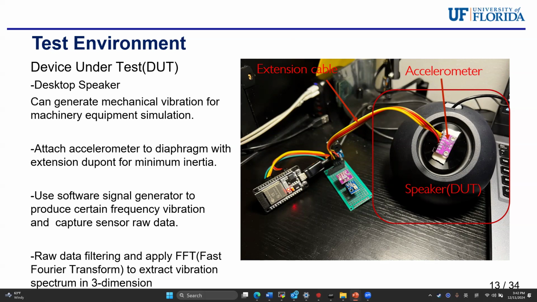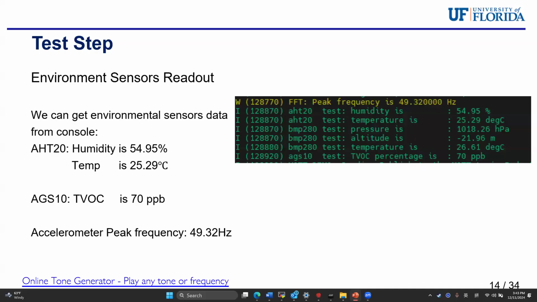And then the ESP32 will capture the data produced from the accelerometer and pass it to our computer. Then we are using MATLAB to apply a low-pass filter to the raw data and do some DSP work, like doing the fast Fourier transform to extract the vibration spectrum in 3 dimensions, so we can capture the characteristics of the vibration signals.